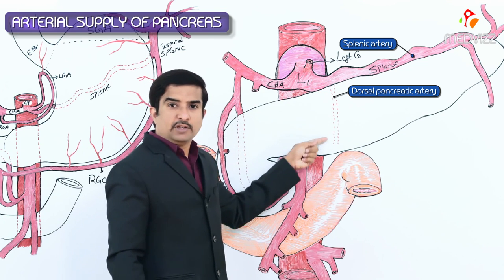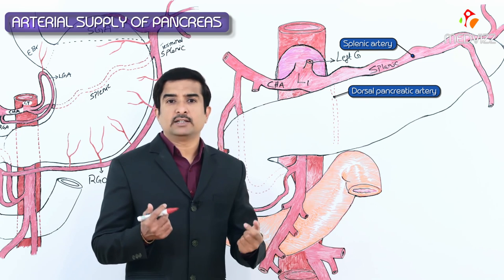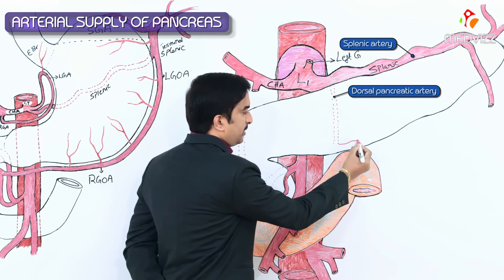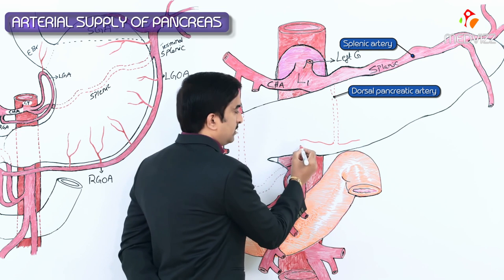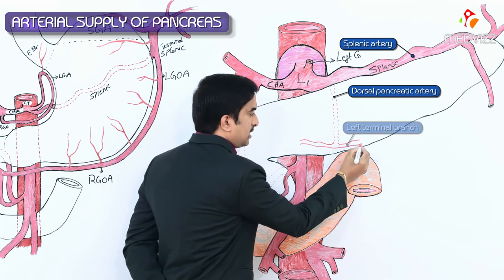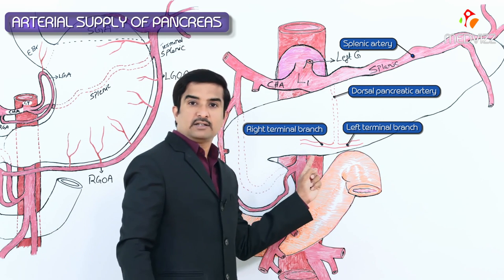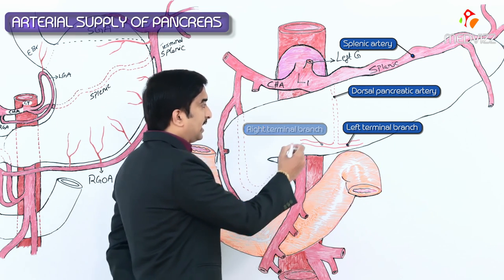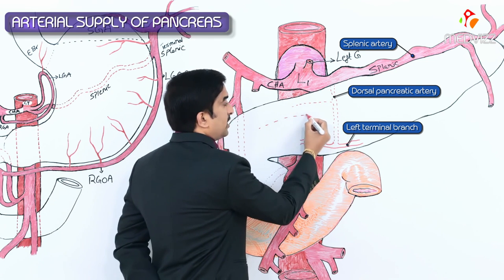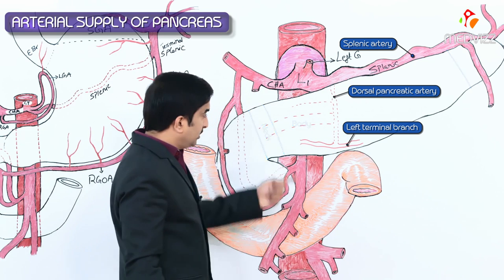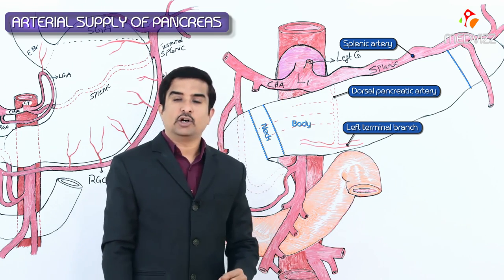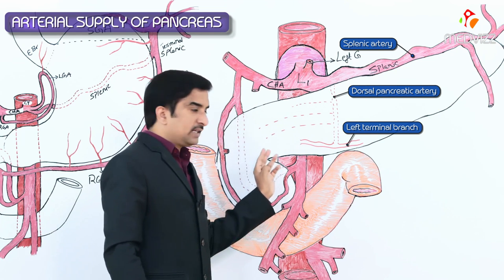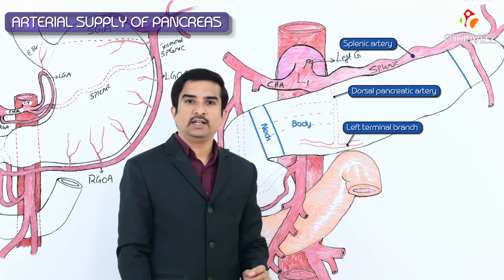This particular artery is short and it gives off numerous branches, including the left terminal branch. You can see here, this is the left terminal branch and this is the right terminal branch. So this artery gives off the terminal branches called the left terminal branch as well as the right terminal branch. The left terminal branch is near the inferior border of the pancreas. On the right side, it also gives off numerous arteries which run towards the neck of the pancreas, and supply a part of the body as well as the neck of the pancreas.